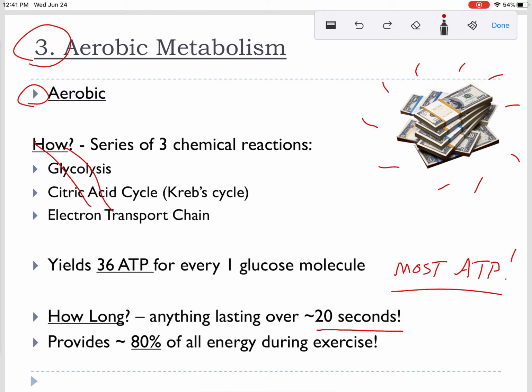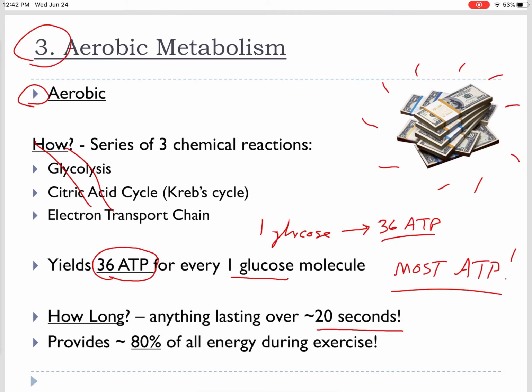I do want to show you how fruitful this step is. For every one glucose molecule that enters it, we can yield a net of 36 ATP. So one glucose molecule goes in, and after we're done with these chemical reactions in this step, or series of steps, for every one glucose, we get 36 ATP. That is a huge yield.